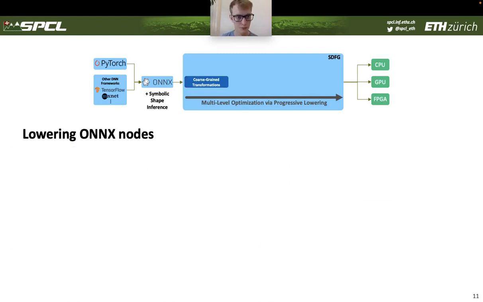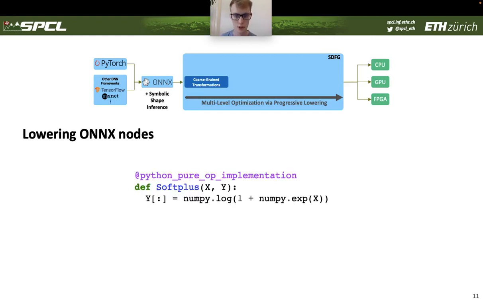Now let's talk about lowering to a pure implementation. To do this, in other frameworks, you usually have to write a kernel implementation for each type of operator. The approach we take is to leverage the Python parsing frontend from the DaCe framework. This allows us to write these kernel implementations as very simple NumPy programs, and these are, of course, familiar to practitioners in the field.